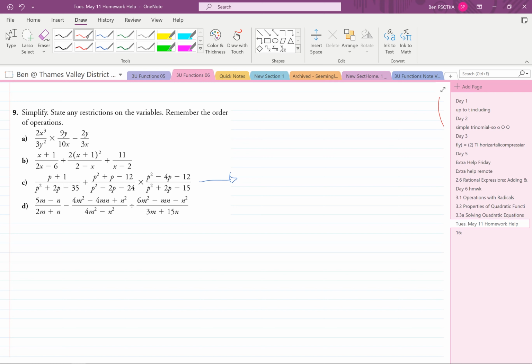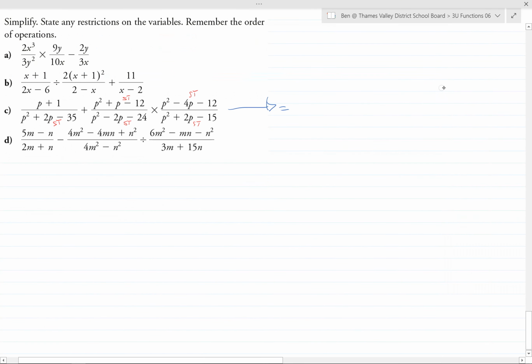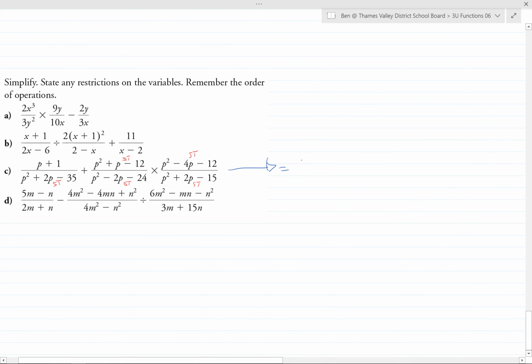We're going to start off and we'll try and factor everything that looks factorable, and that looks like a simple trinomial here, and here, and here, and here, and here. So we'll factor them all. We'll do the first step of factoring each of them just in one line. Move a little bit closer. Perfect. So my first fraction, that's (p plus 1) divided by (p plus 7)(p minus 5).